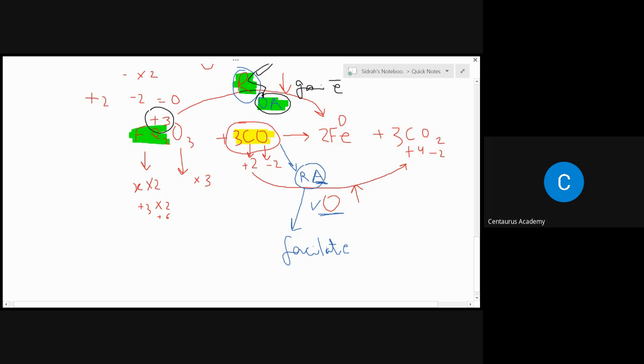It is a good reducing agent since it is going to undergo an oxidation reaction, which means that it must be losing electrons. And in this scenario, this carbon has lost 2 electrons. One particular carbon atom has lost 2 electrons, which is why the oxidation number has increased from +2 to +4. Are you all able to connect these dots?